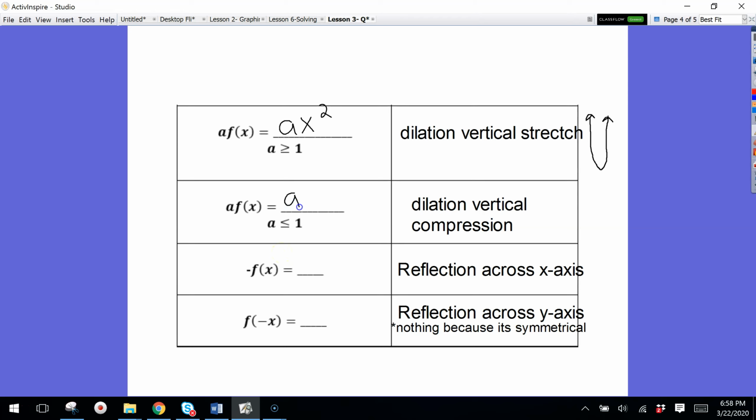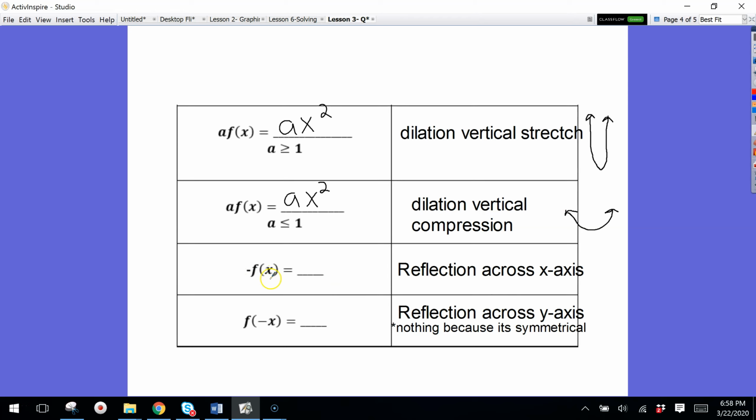Now, if you multiply by a number that is less than 1, so let's suppose that this number is a fraction like 1/2, or a decimal like 0.75, that's going to compress it. So compressing looks like this. It looks wider. The reason for that is it's growing at a smaller rate. So that's why it's going to look that way.